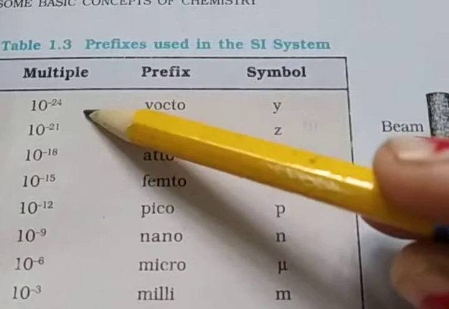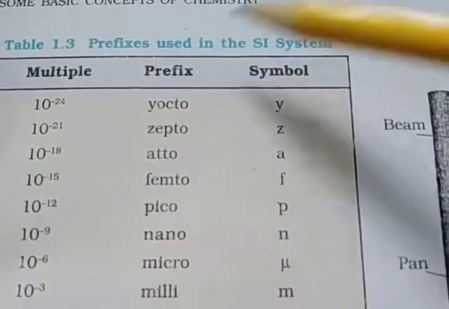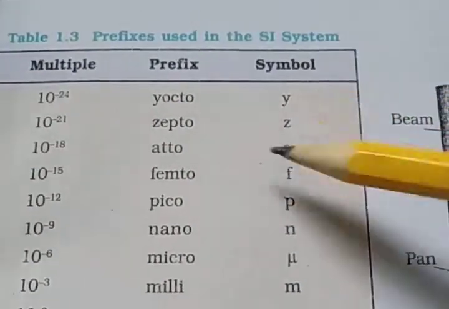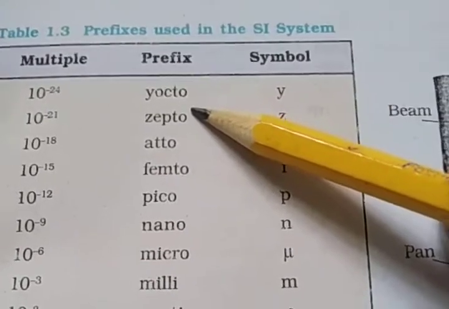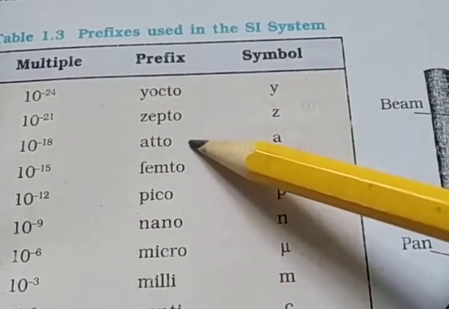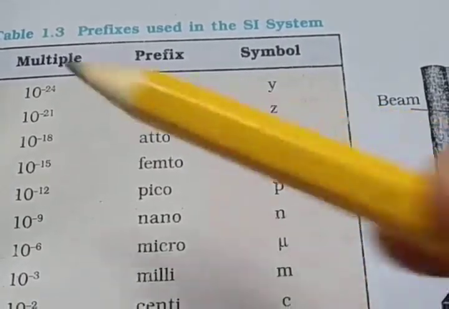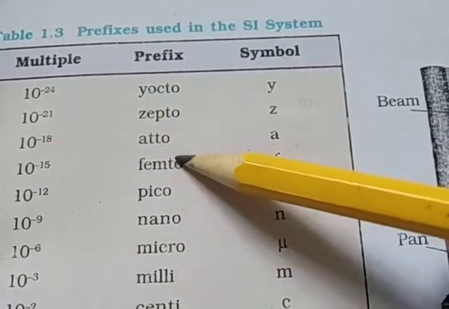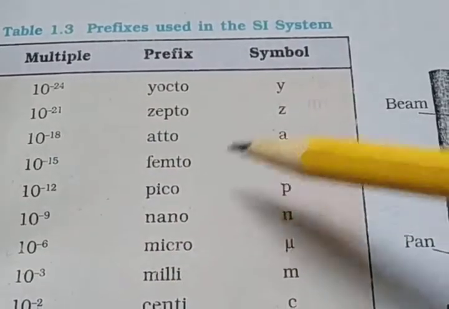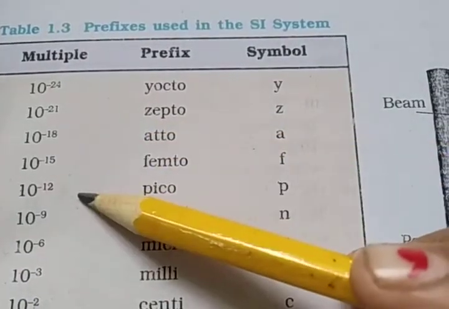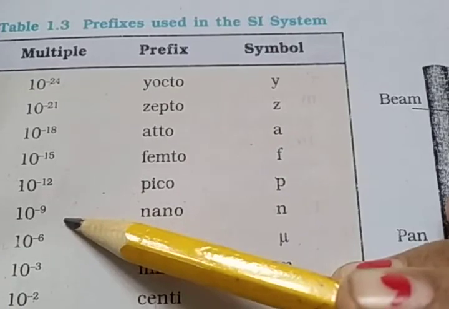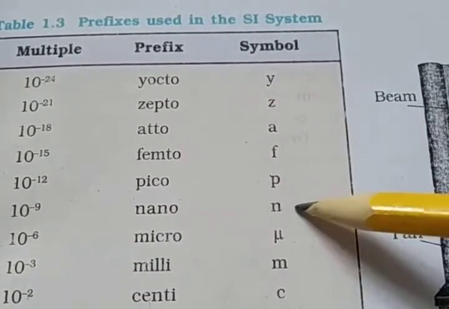For the multiple 10 raised to power minus 24, the prefix used by the SI system is yocto, symbol small y. 10 raised to power minus 21, prefix zepto, symbol small z. 10 raised to power minus 18, prefix atto, symbol small a. 10 raised to power minus 15, femto, symbol f. 10 raised to power minus 12, pico, symbol p. 10 raised to power minus 9, nano, symbol small n.